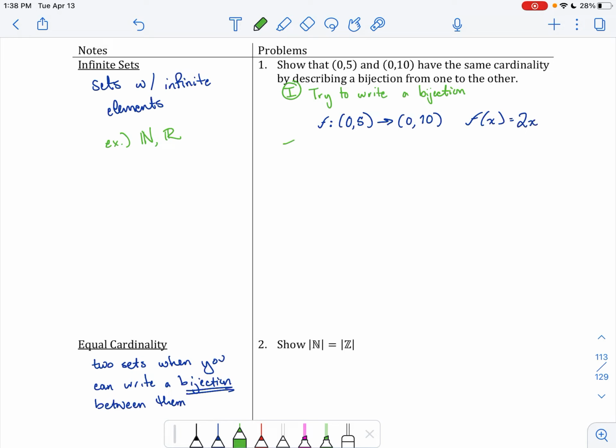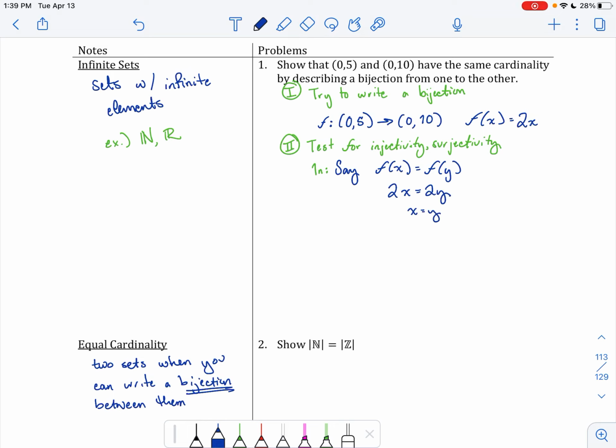Now, our second step is that we have to prove this is a bijection. So write one, and then you just want to test for injectivity and surjectivity. And we want to make sure that we're testing for both to prove that it is a bijection. So I'll test for injectivity first. And remember, for that, we say that f of x is equal to f of y, and we want to show that x is equal to y. 2x is equal to 2y in this case, so x equals y.